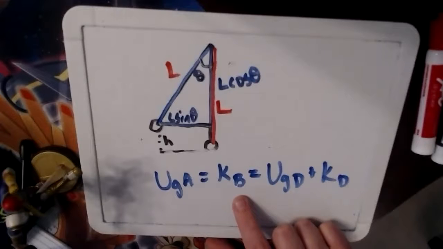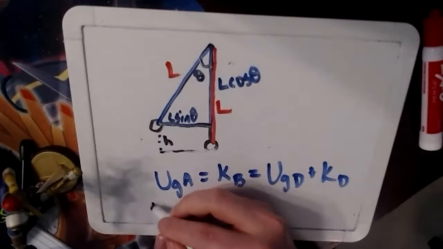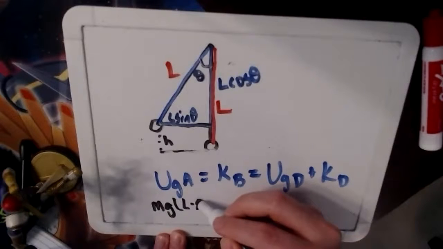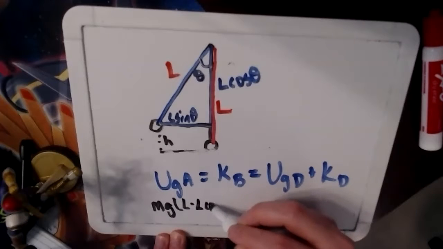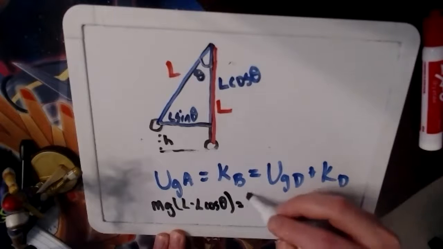So mg, in this case, now we know L minus L cosine theta. I almost wrote it in cursive, sorry. That will equal 1/2 mv squared.